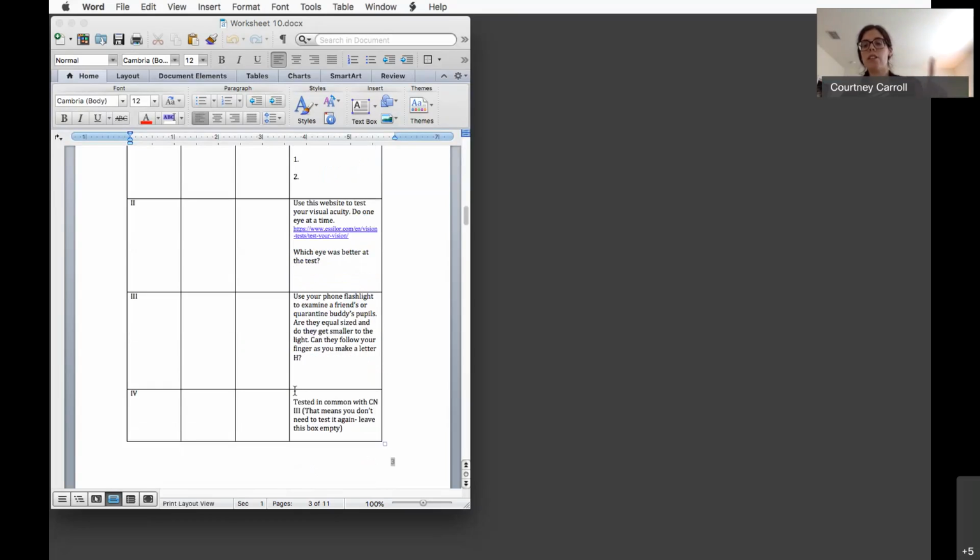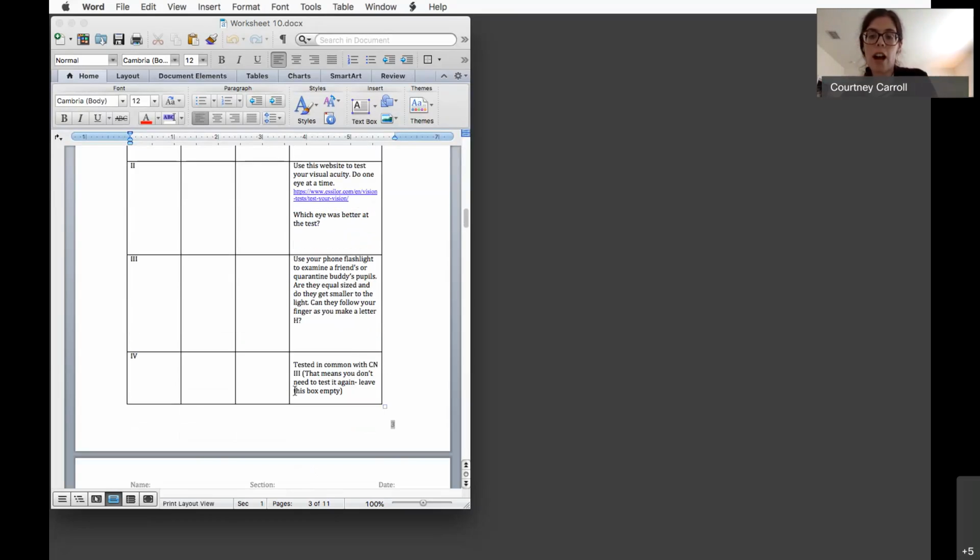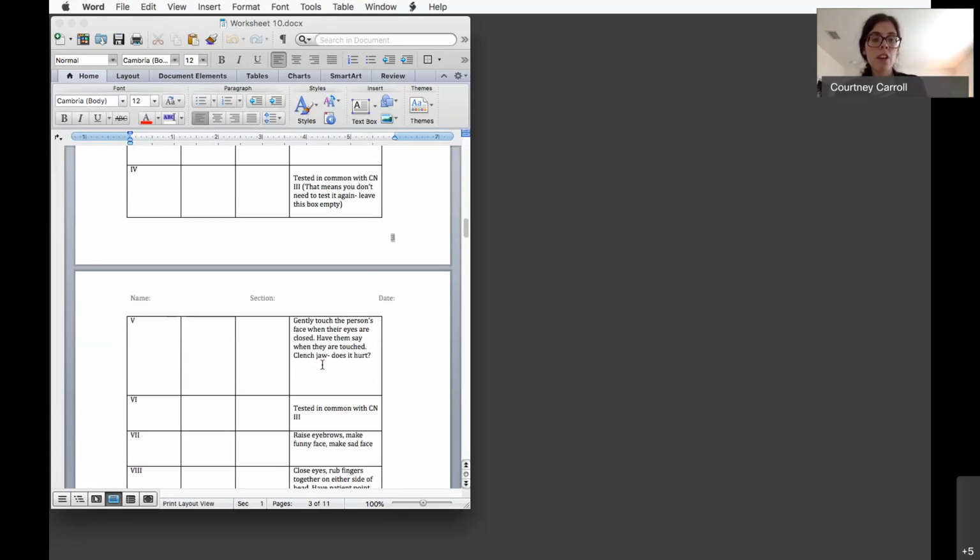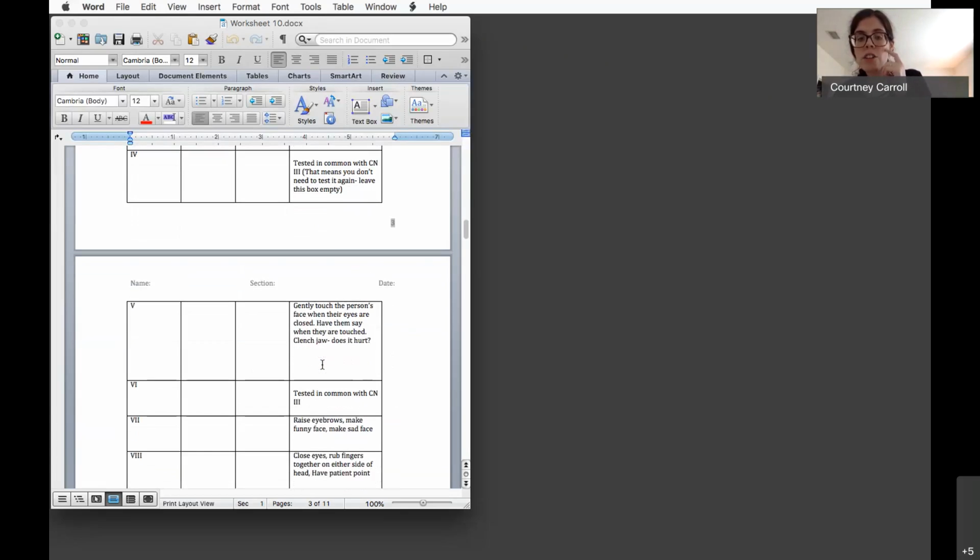Now, a few of the cranial nerves are responsible for moving your eyes. When it says tested in common with cranial nerve 3, that means when you move your eyes in an H shape, you're testing more than one cranial nerve. So you don't have to put anything for cranial nerve 4. Cranial nerve 5, you're going to gently touch their face when their eyes are closed and have them clench their jaw. Does it hurt? If it doesn't hurt, write no, it didn't hurt.